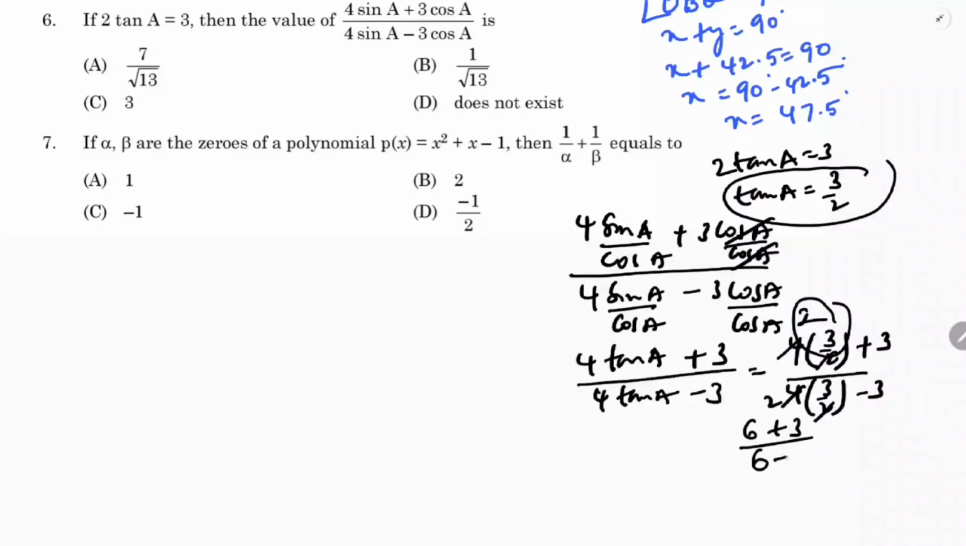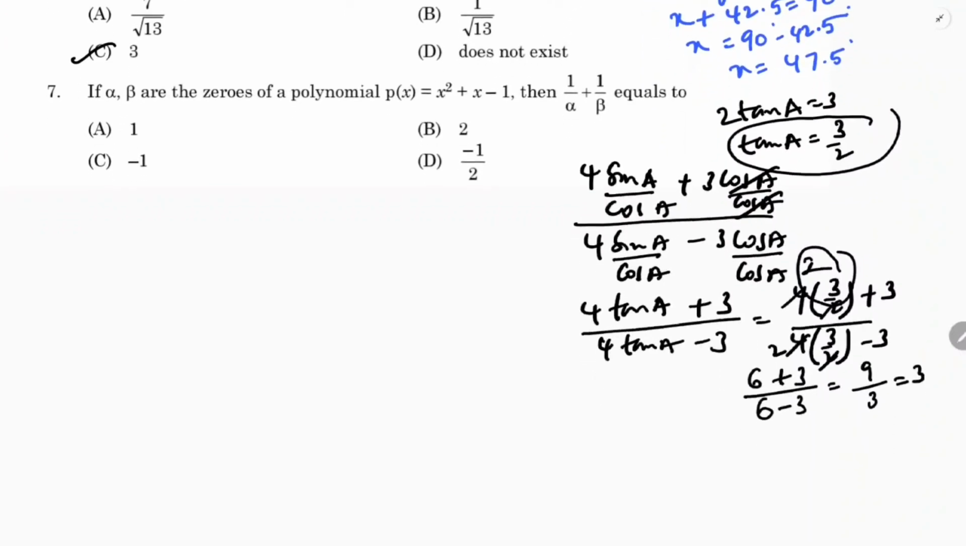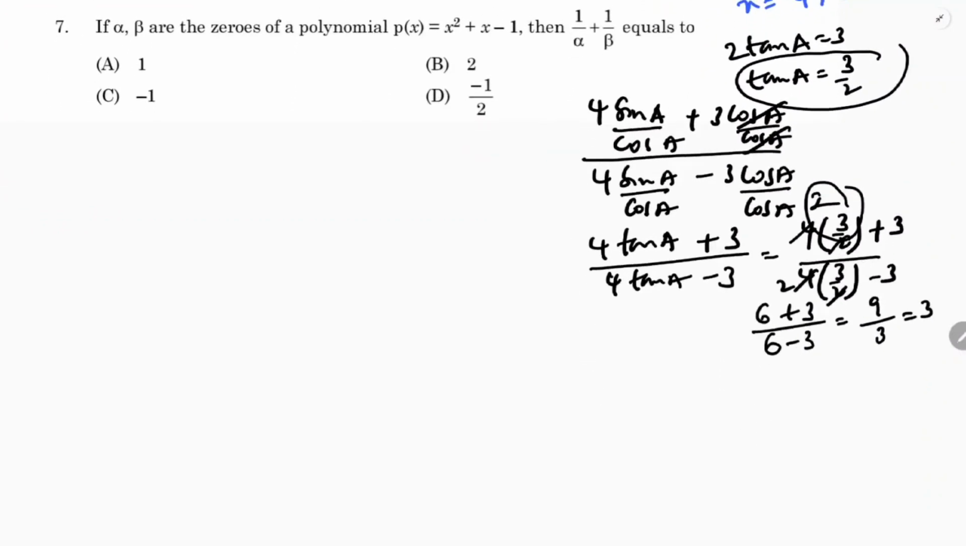By 6 minus 3. 6 plus 3 is 9 by 3, which is nothing but 3. So the correct option is C. The other method is you can find the values of sine and cos with the help of Pythagoras theorem. Then you substitute the values.